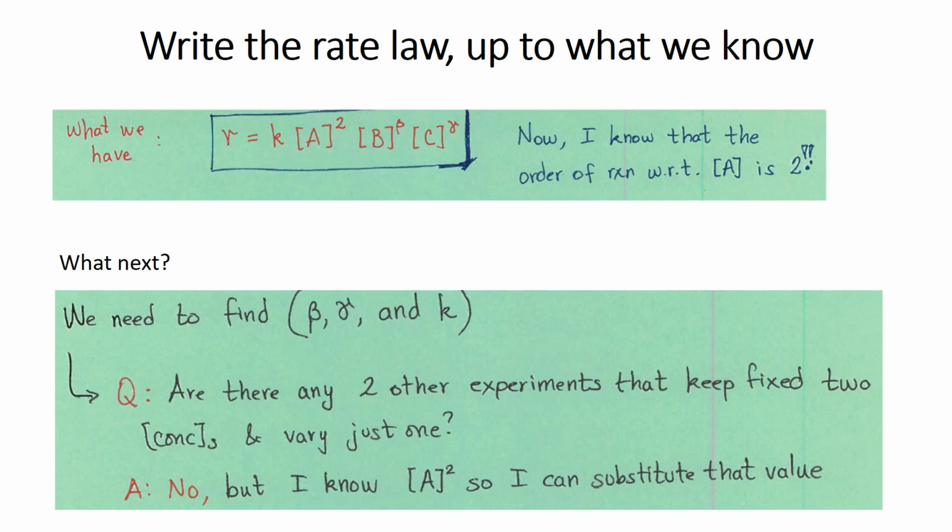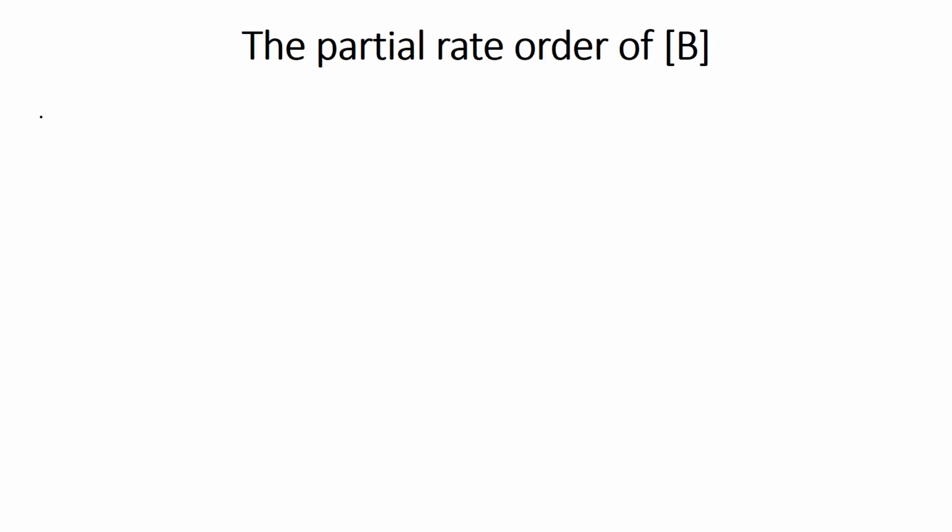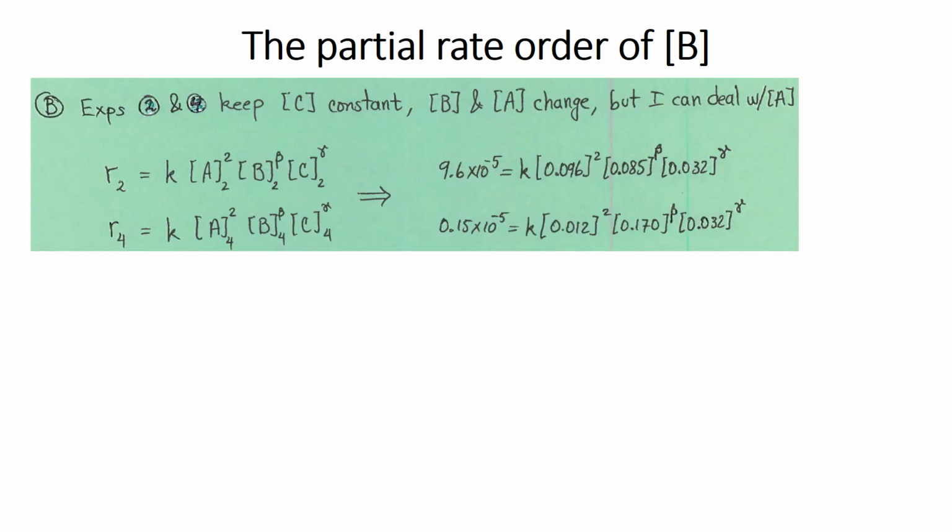But since I already know the dependence of the rate on the concentration of A, I can just use that value, substitute it in the equation, and not worry about it. So let's calculate the partial order of B. If we choose experiments 2 and 4, we keep C constant, only and only C.